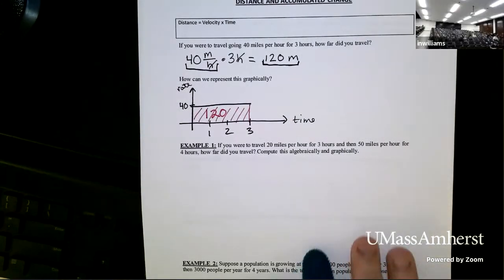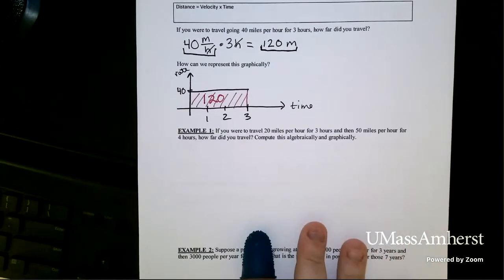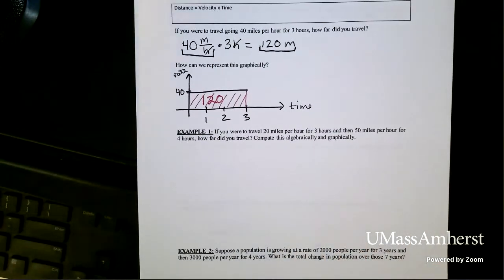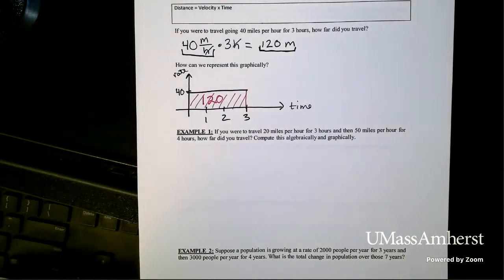Okay. So how do we extend this? So example 1, I want you to think about this and try to compute this algebraically, and then see if you can draw a similar graph to compute this graphically. The example says, if you were to travel 20 miles an hour for 3 hours and then 50 miles an hour for 4 hours, how far did you travel? Okay, compute this algebraically and graphically.